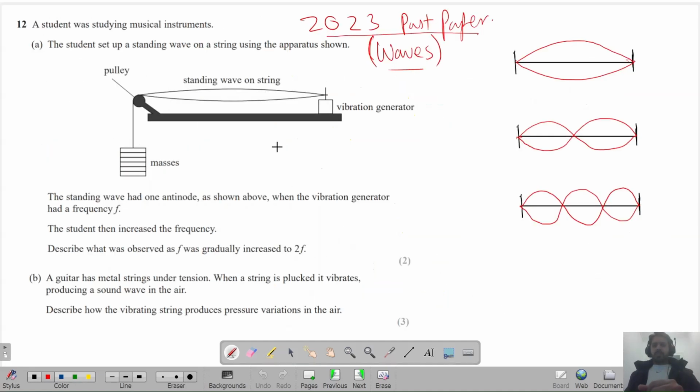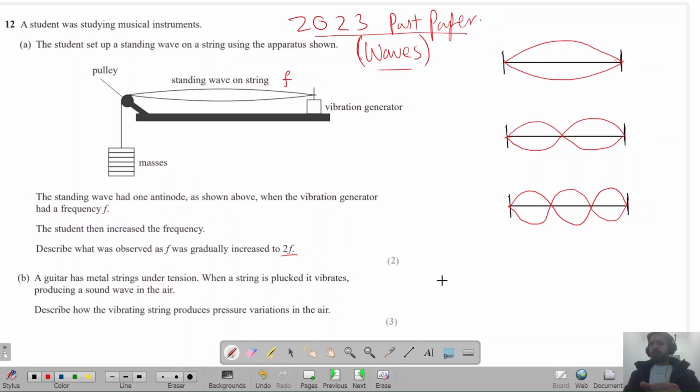So the question is very simple. Basically, we have a wave and it is vibrating with some frequency f. The first part of the question is, describe what was observed as f was gradually increased to 2f. So if we change the frequency from f to 2f, you have to explain what you will observe on this string. Now, I have drawn some drawings on the right side.